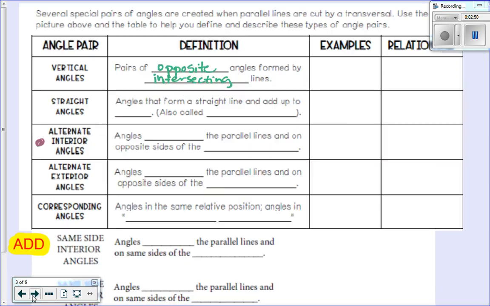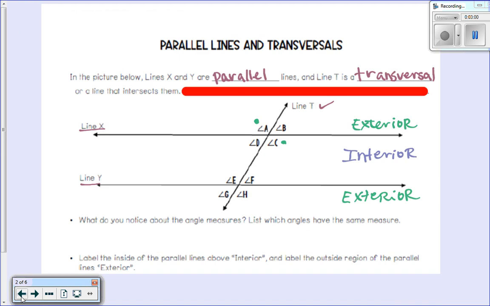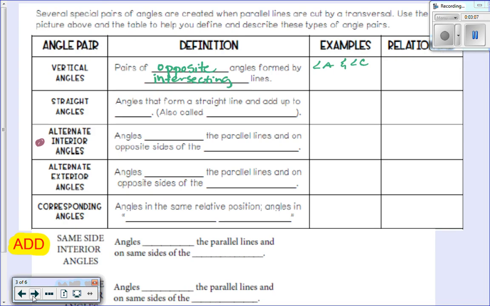So let's go ahead and write that down. Angle A and angle C. Can you name one more? Are there any vertical angles down here maybe we can name? Angle E and angle H. Good. There are more than just those. What kind of relationship do these pairs of angles have? What did we learn? They're what?